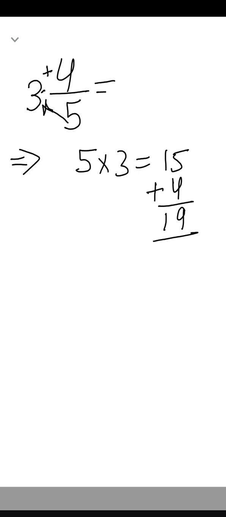So how to write this mixed form in the form of an improper fraction? The numerator will be 19 and the denominator will be the same one, the earlier one, that is 5. 19 upon 5. Let's take a second example.